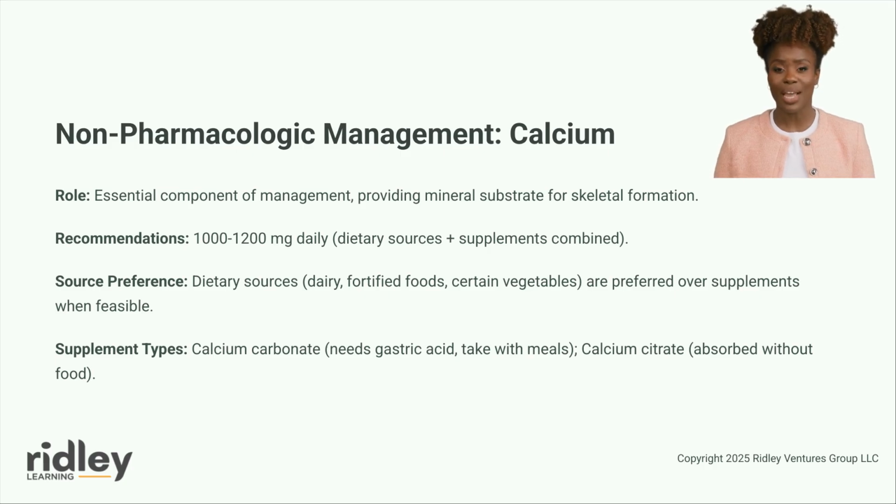Calcium recommendations for adults with osteoporosis or at elevated fracture risk typically range from 1,000 to 1,200 milligrams daily from dietary sources and supplements combined. The higher end of this range is recommended for postmenopausal women and older adults. Dietary calcium sources including dairy products, calcium-fortified foods, and certain vegetables such as kale, broccoli, and bok choy are generally preferred over supplements when feasible.